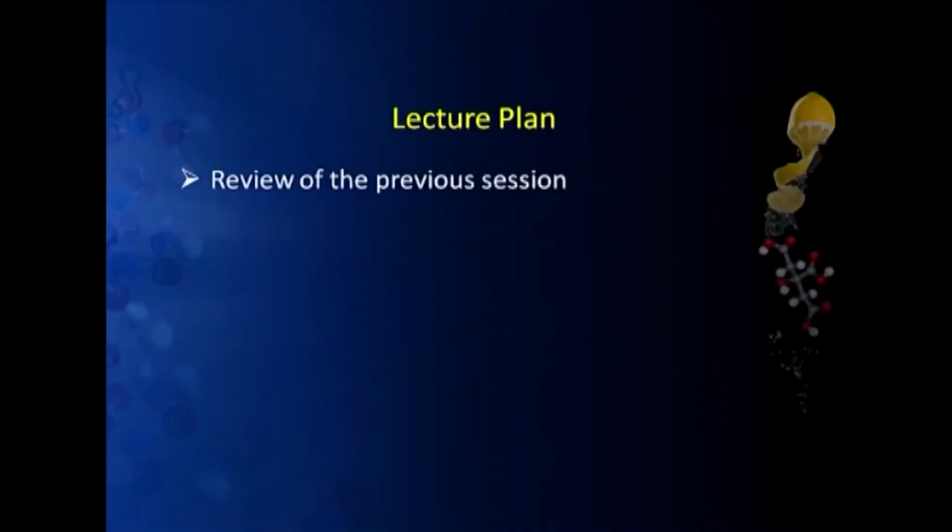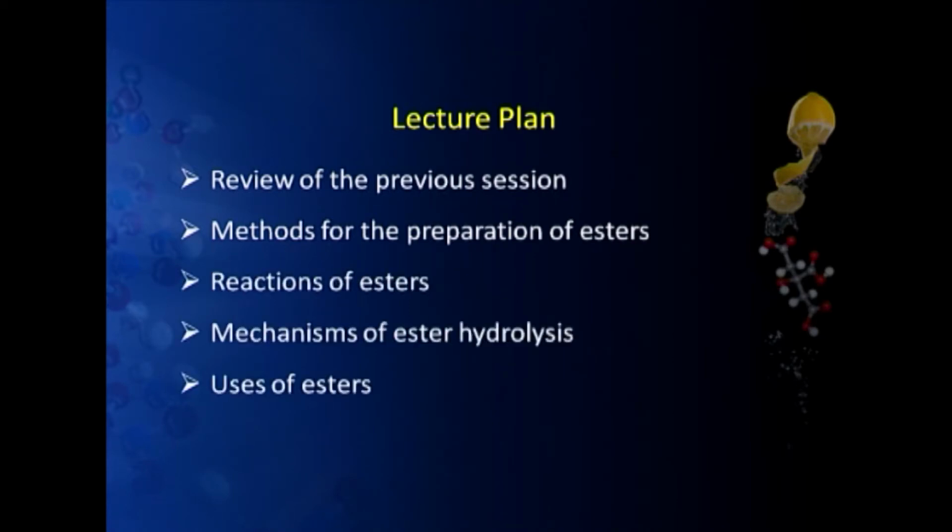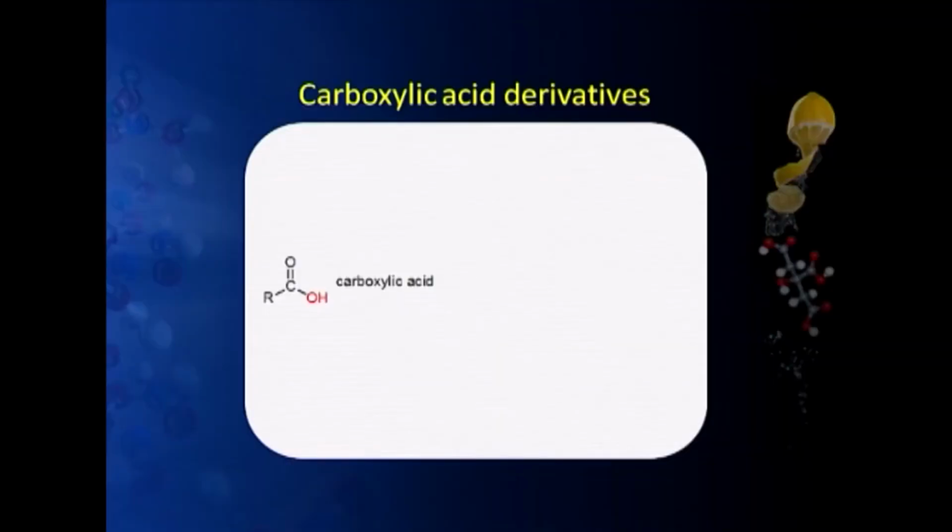In our today's session, we will first review what we had done in our previous session, and then we shall talk about the methods of preparation, reactions and important uses of esters. In our previous session, we have discussed that carboxylic acids, which contain this functional group COOH, their OH group can be replaced by some other groups and we get a set of compounds which are classified as carboxylic derivatives.